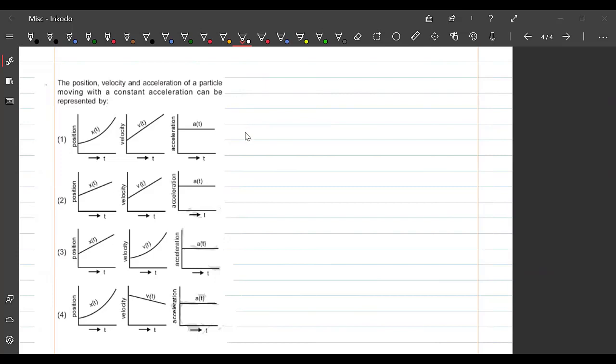is asked. So constant acceleration, so acceleration will not change. So for all of the options, acceleration is not changing. When acceleration is a constant, then we can write, when acceleration is a constant, we can write v is equal to u plus at.